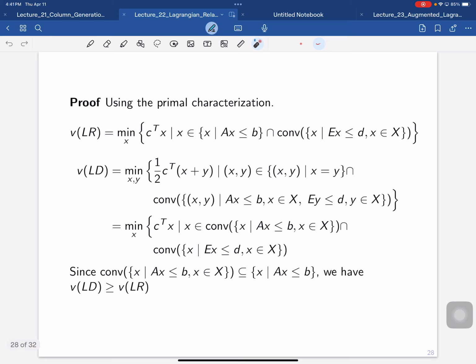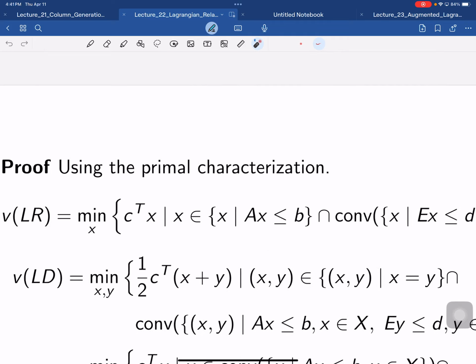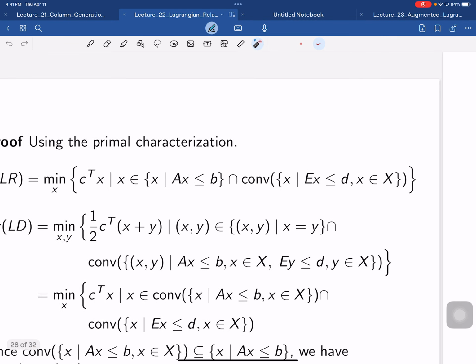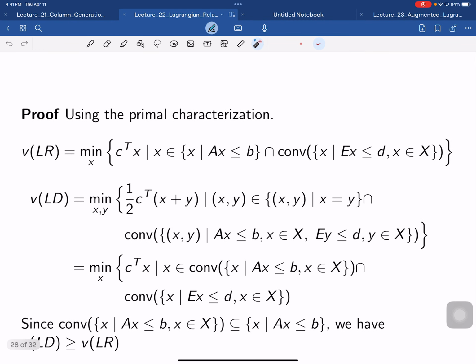Let's prove this proposition. We can prove it using the primal characterization. Remember that when we were doing Lagrangian relaxation, we proved this theorem: the bound of Lagrangian relaxation is the optimal value of the objective subject to the constraints you dualize, intersected with the convex hull of the constraints you did not dualize. That's a theorem we proved before.